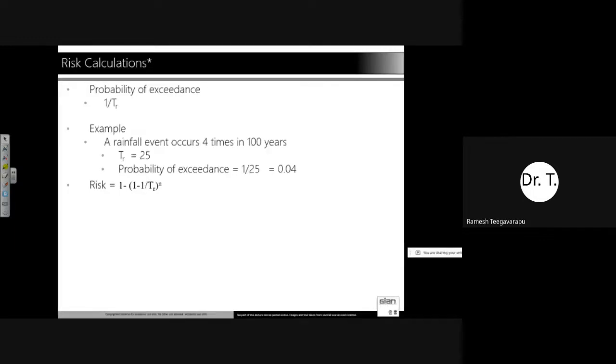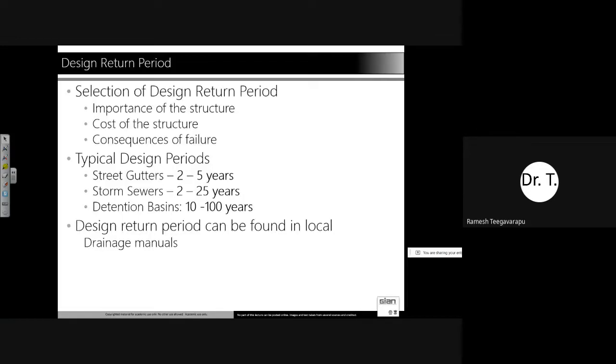So once you have the return period, then you can actually estimate the risk, where N is the design life. So if you put in these numbers for the return period and design life of a structure of around 50 years or 100 years, you'll get a risk factor. The larger the return period, the lower the risk. But again, would you like to invest so much money in that particular design? So typically in the US, what we do is the design return period is defined based on the importance of the structure, the cost of the structure, and the consequences of the failure.